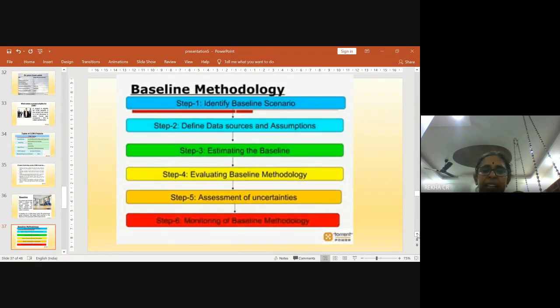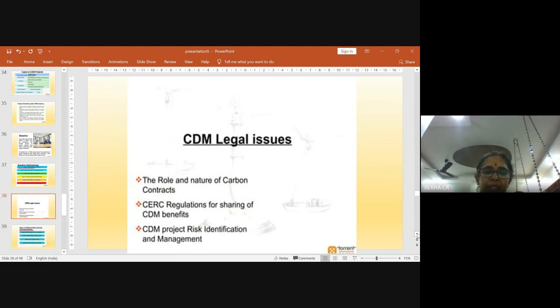The first step is identifying the baseline scenario. The second step is to define the data sources and assumptions. The third step is estimating the baseline. The fourth step is evaluating the baseline methodology. The fifth step is assessment of uncertainties. The sixth step is monitoring of the baseline methodology.